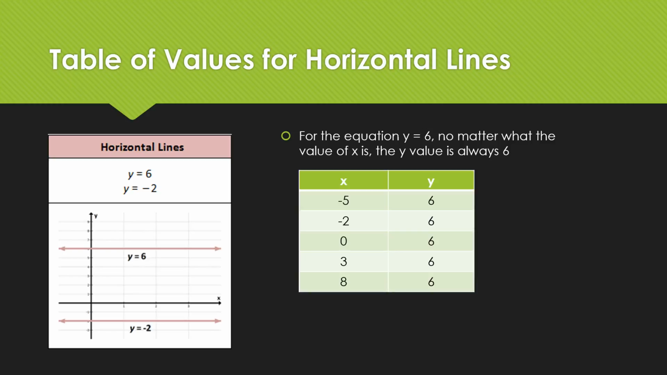Looking at a table of values for something like this, no matter what our x value is, the y value is always 6. So this ends up leading to the notch on the y-axis being the setup for our line. So that's why these lines end up being parallel to the opposite axis of the only letter that they contain.